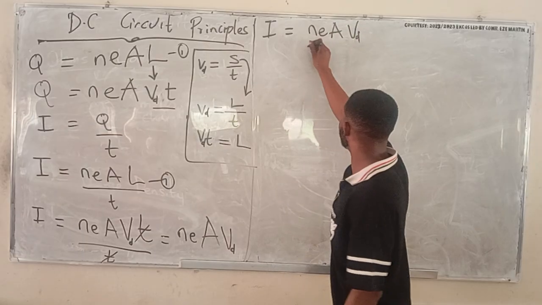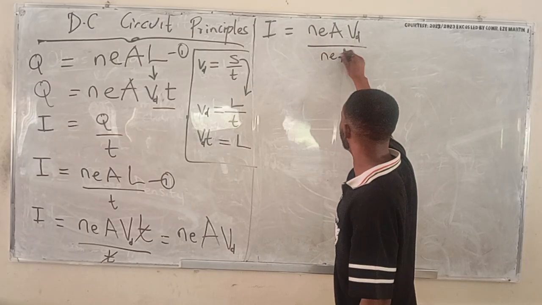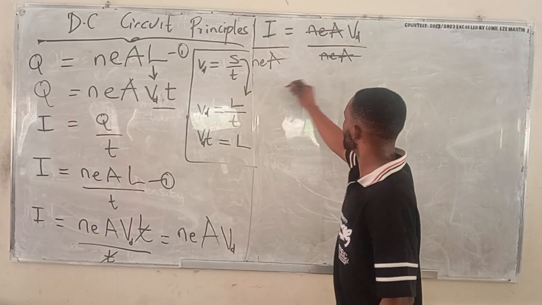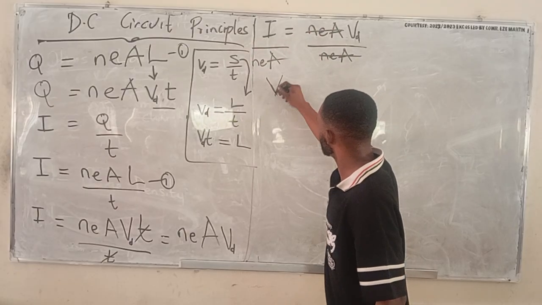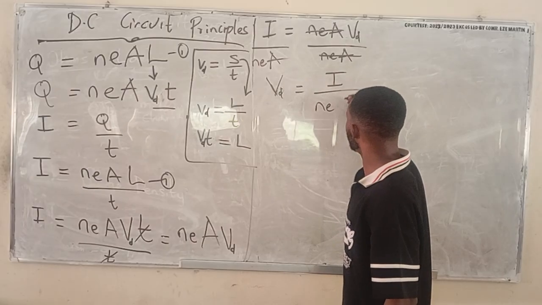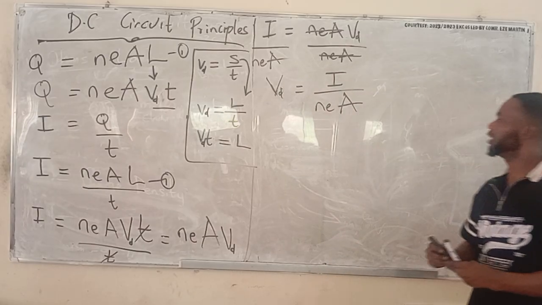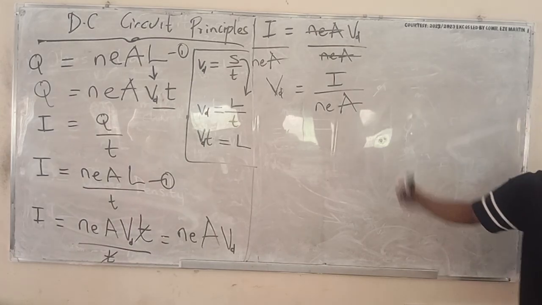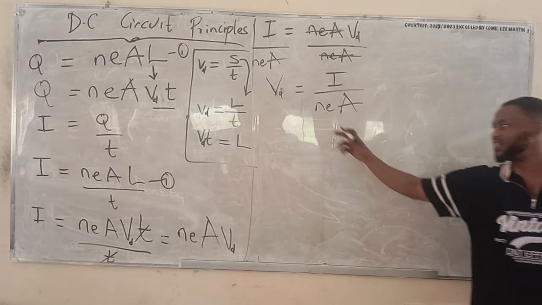When I make this the subject of the formula, we divide both sides by nea, all over nea. This will cancel this. So v, that is vd, is equal to I all over nea. That means that whenever they give me current and I have to find the velocity, this is the formula I need to use. But where you will have an issue is this n.